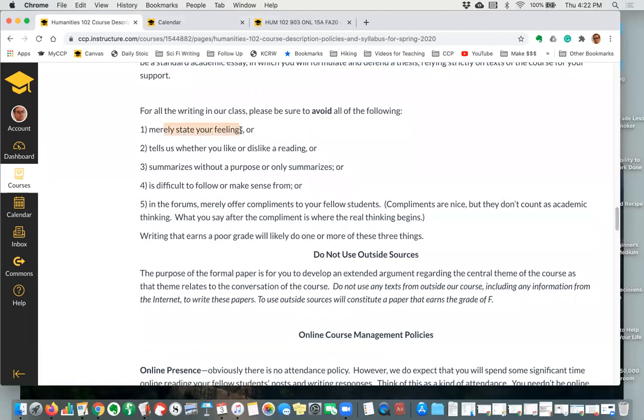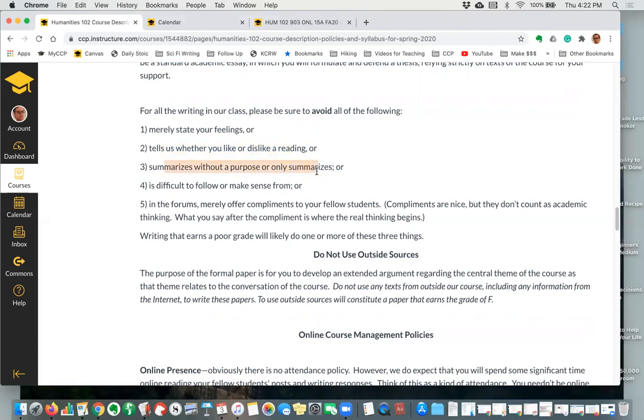One is you just write about what you feel. That just doesn't matter, how you feel. "This reading makes me sad" is not a really good way to talk about a piece of writing. It also doesn't matter if you like or dislike a reading, like to write an article or an essay about, "Oh, I really didn't like this piece." It doesn't matter. That's not as important as other stuff.